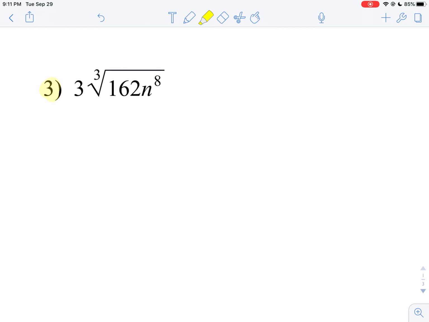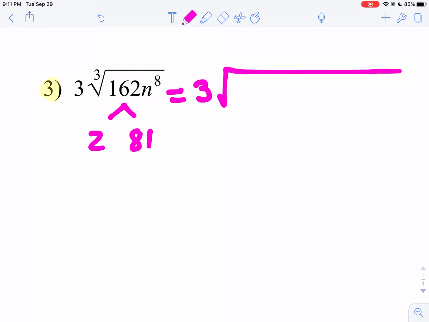So again, we are going to break down this one, the 162, and I'm just going to use my calculator. 162, can I divide that by 2? Yes, and that is 2 and 81, okay? And then from there, I can just go ahead and rewrite the problem. All right, so 3, and then I have the third root of 2, and then I know that 81 is 9 times 9, and 9 is 3 times 3.